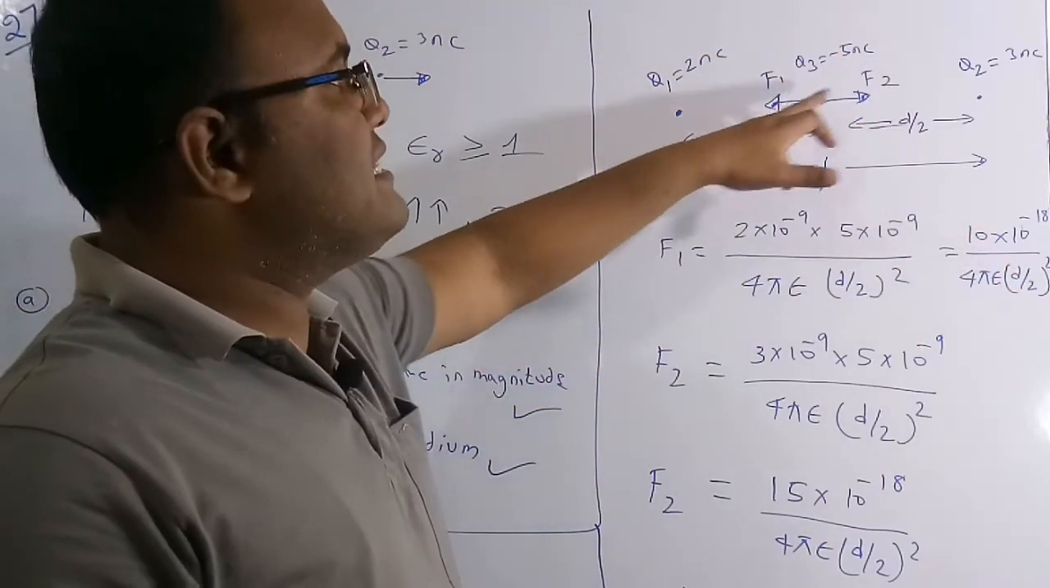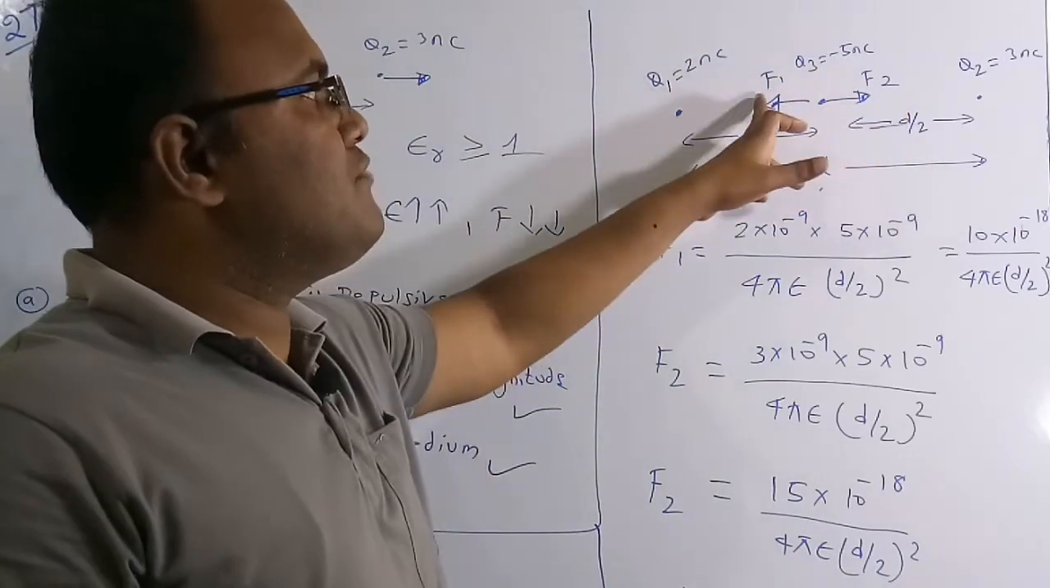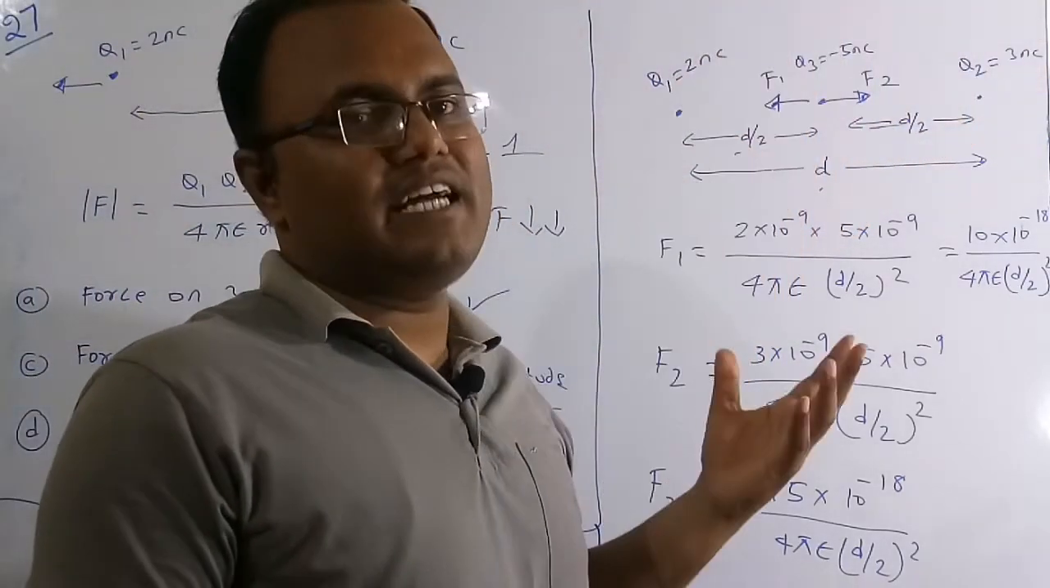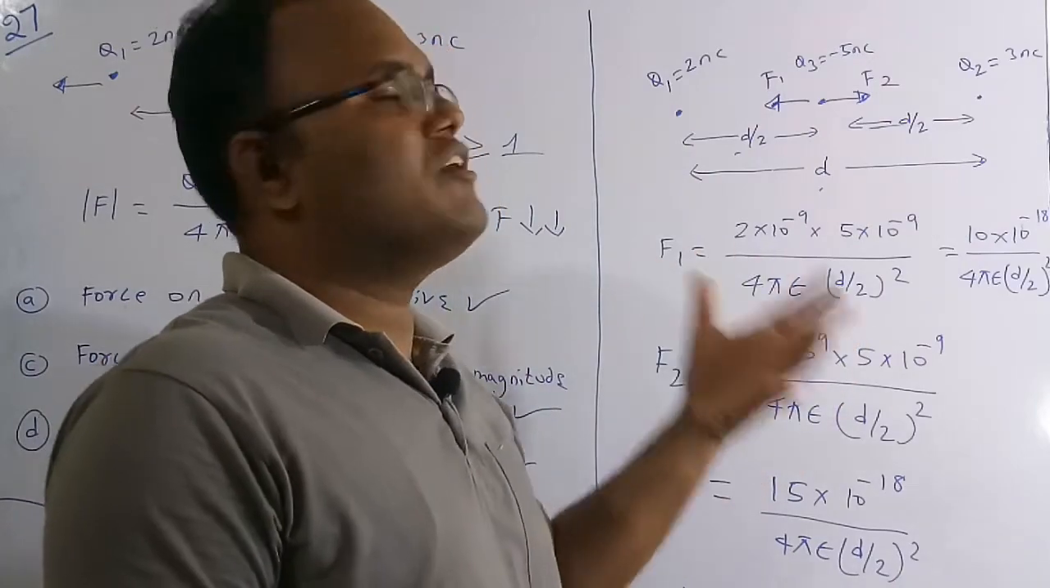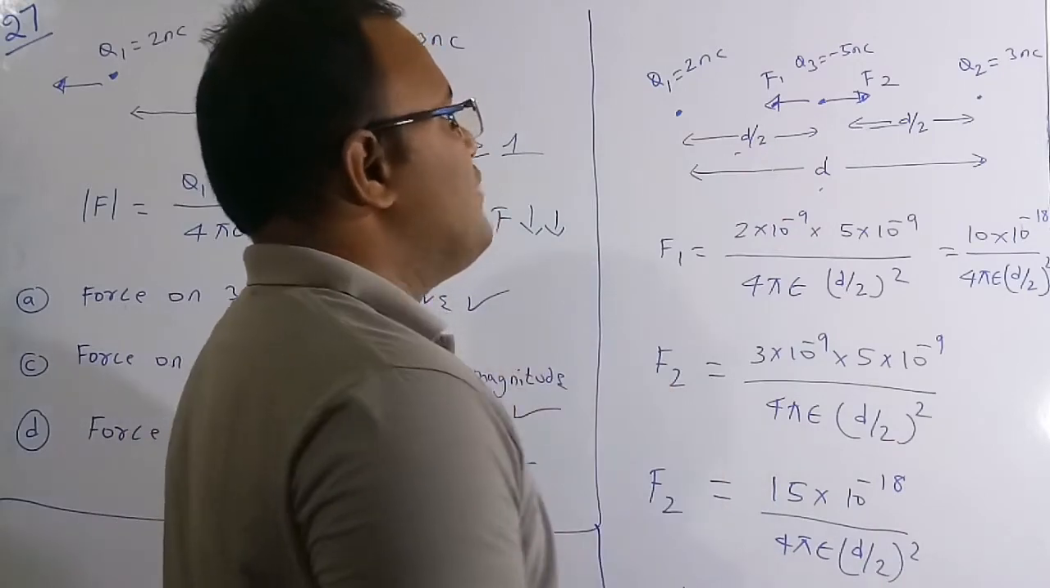If suppose F1 is greater than F2, this charge is going to move in this direction. If F2 is greater than F1, this charge is going to move in this direction, meaning it is not in a rest condition. So now we have to see what is the nature of F1 and F2. See, F1 is equal to, we only have to find the magnitude.